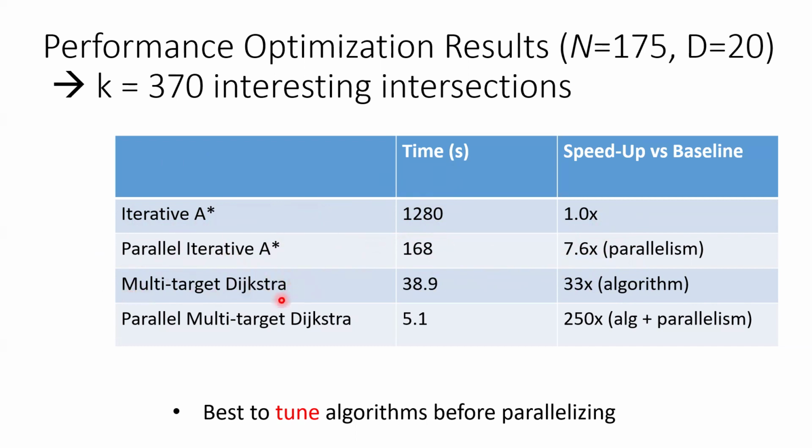Multi-target Dijkstra speeds it up by 33 times using the algorithm only. If we make it parallel, we can then further speed up by about 8 times compared to the algorithm one. So we finally get a 250x speedup, which is why we will need to first tune your algorithms to the best you can get before parallelizing.